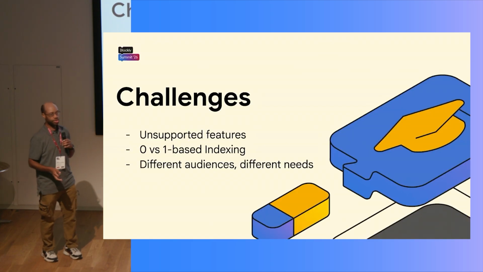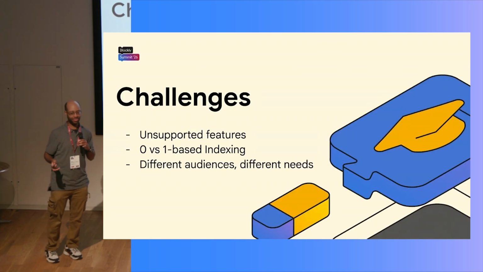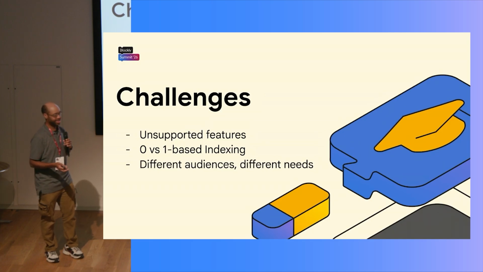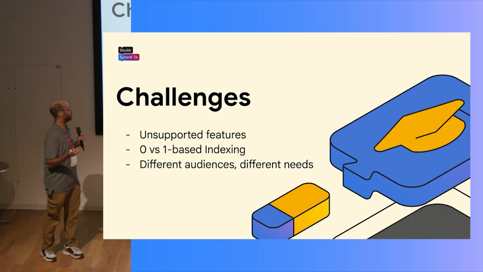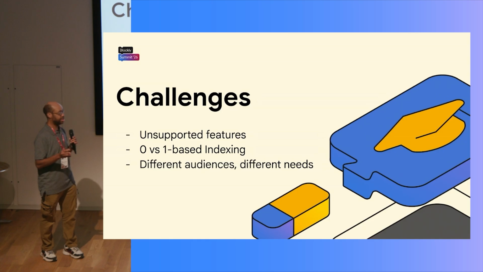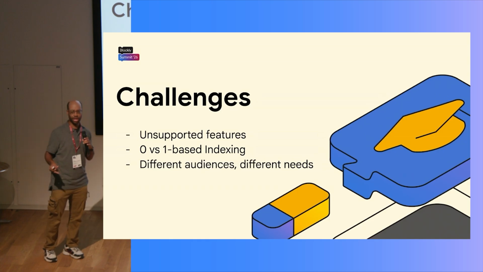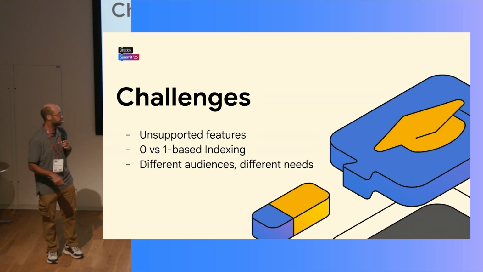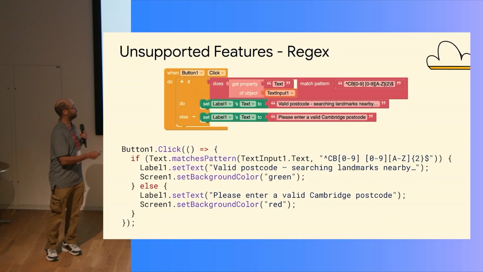So we ran into a number of different types of challenges while trying to accomplish this. From unsupported features, indexing, and different audiences who have different types of needs. So let's start with the unsupported features.